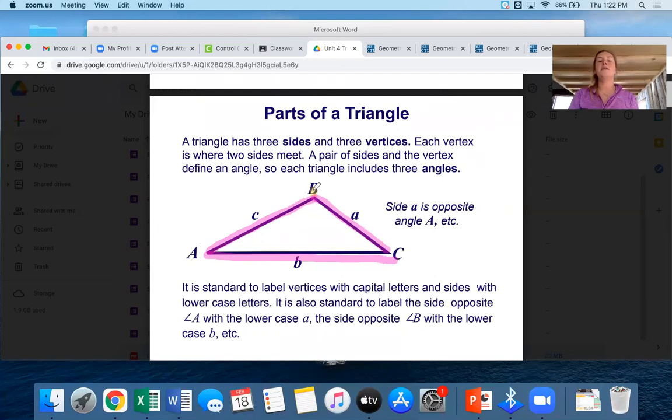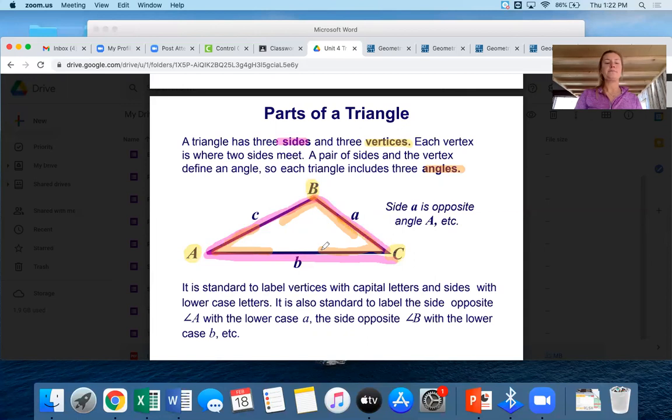Our vertices are where the sides come together. I should be highlighting these words with the same color. So we've got that. And I'll go back and put our sides in pink. And then we also have angles. And there are 3 of them. So we have angle B, which is where sides C and A come together. We have angle A, which is where sides C and B come together. And we have angle C, which is where sides B and A come together.